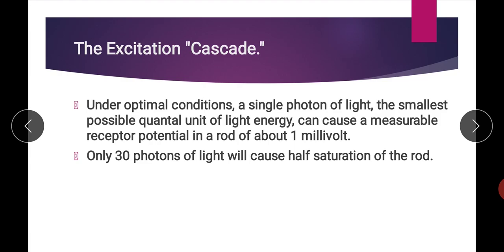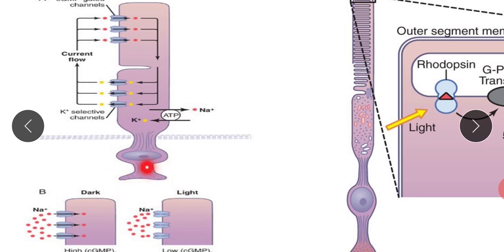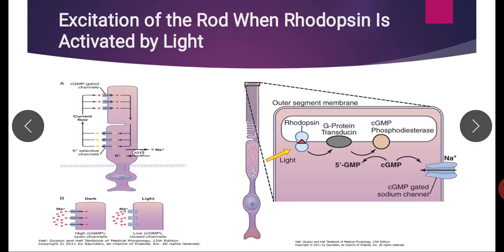Now normally in the dark there is a release of the neurotransmitter glutamate from this synaptic body. So when this hyperpolarization occurs, the release of glutamate from this synaptic body is stopped. Under the dark, the glutamate is normally released from this synaptic body, which synapses with the bipolar cells or horizontal cells. So this release of glutamate is stopped or inhibited when the light strikes.